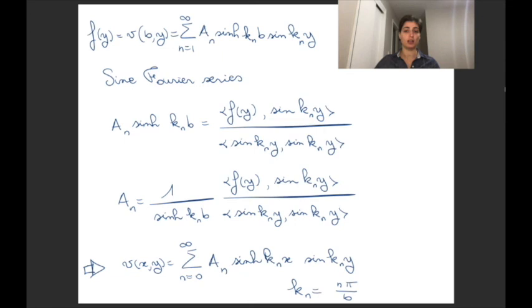With this, we can write explicitly, albeit we haven't really computed all these an's, but we have a formula for that. We can write that the solution of our Laplace equation with one non-trivial boundary condition is this infinite sum going from 1 to infinity of an hyperbolic sine of kn x sine of kn y, with kn equal to n times pi divided by b.